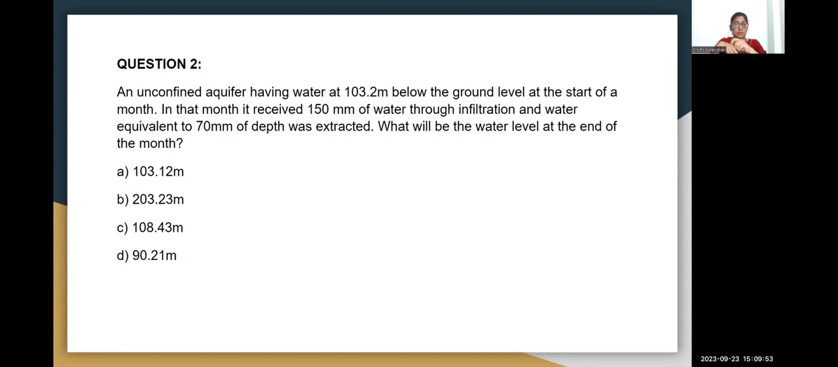A pretty straightforward question. They're asking for the water level at the end of the month. They've given us the water level at the starting of the month, and they have also given us how much water is being filled into it and how much water is being removed from it. We just have to make use of the water budget equation and find out what is the water level at the end of the month.